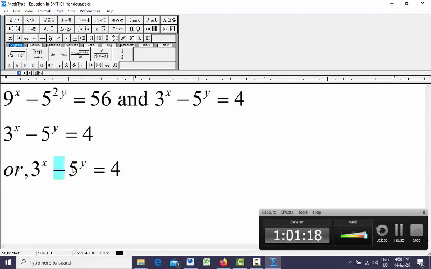We will move this one to the right hand side. If you move this to the right hand side, it will be 5 to the power y, and if you move this 4 to the left hand side, then we will have minus 4, right? So what we can see is 5 to the power y is equal to 3^x minus 4.